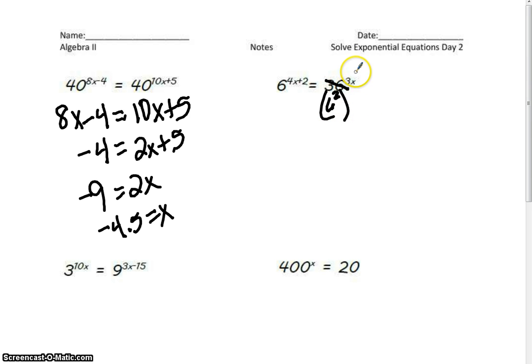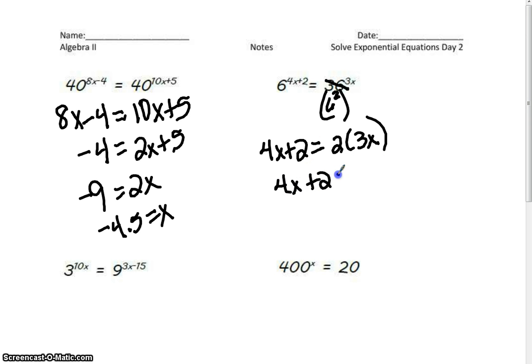So then 6 squared is raised to the 3x. So making your equation, you're going to have 4x plus 2 equals, and on the other side, remember when you raise a power to a power, you multiply. So it's going to be 2 times 3x. So 4x plus 2 is equal to 6x. Move your 4x, and 2 is equal to 2x. Divided by 2, 1 is equal to x.